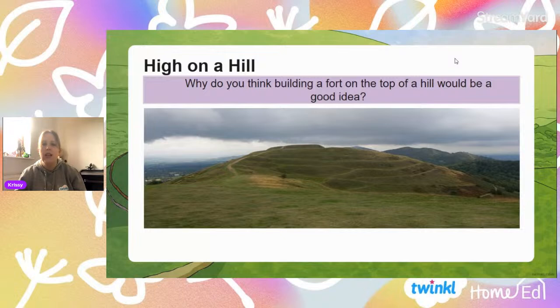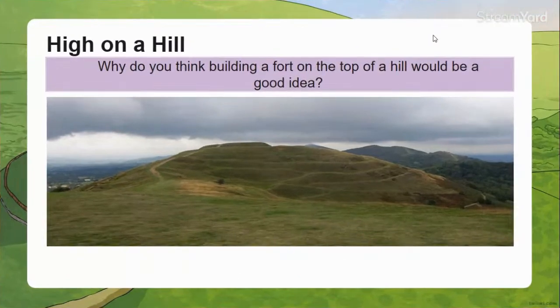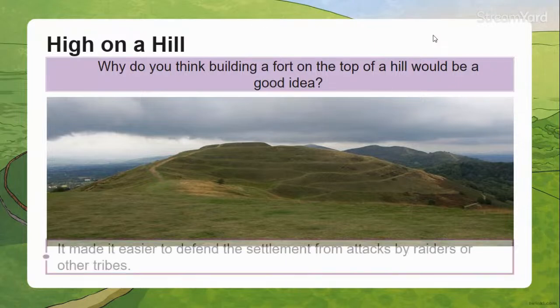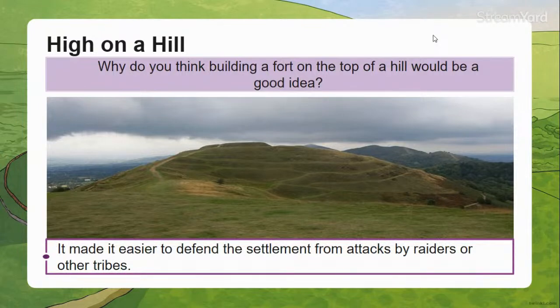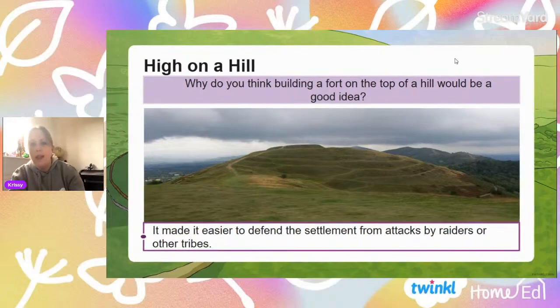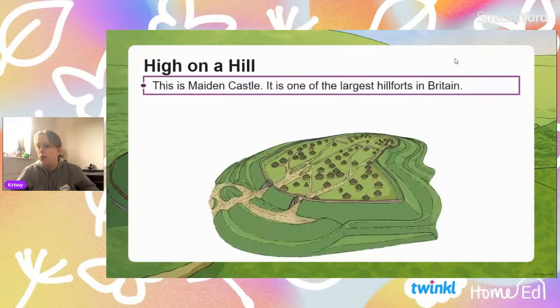Well, it definitely is that protection element, and you can see that from this photograph here. If you look here, you can see all the surrounding areas around you. So it's a very good idea. It's really easy to defend, because if your grain is all stolen, then you're all going to starve. So it's a really good idea.